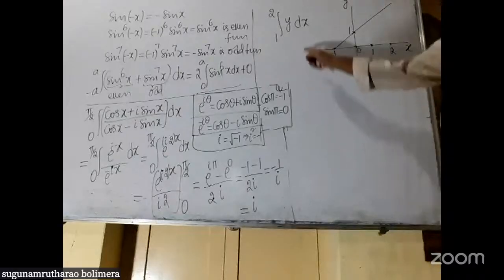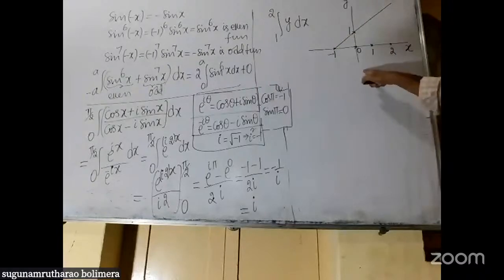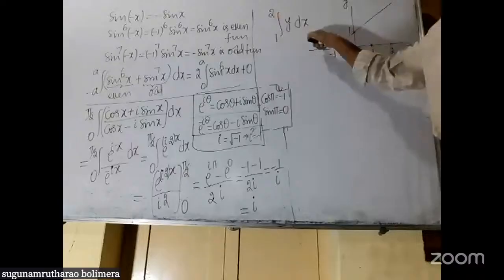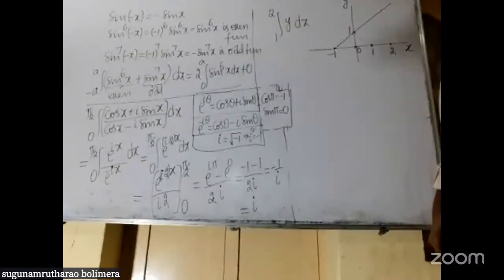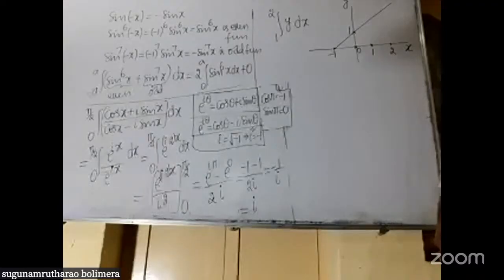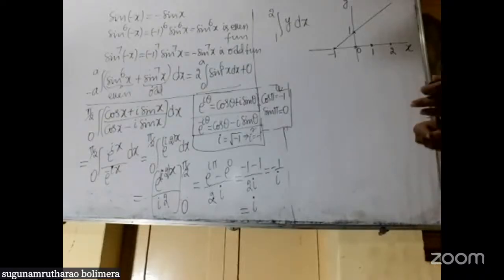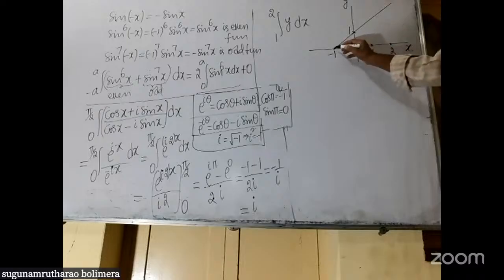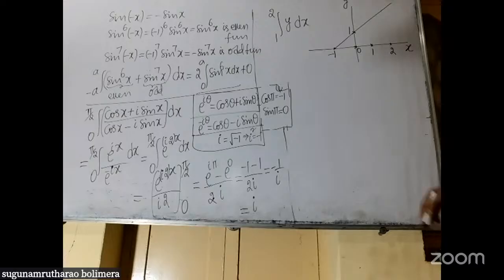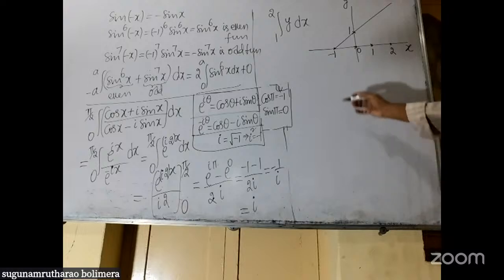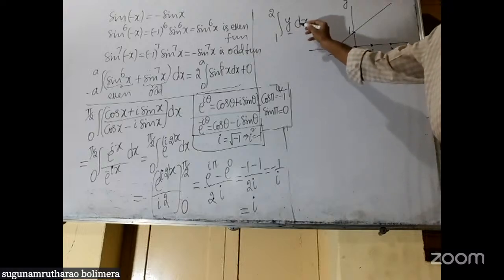Here y is related with x by the shown diagram. Then you have to find integral 1 to 2 y dx. Please tell me the value. Here we have to find the equation of this right line. So instead of finding the equation of this right line, the relation between y and x can be easily obtained.